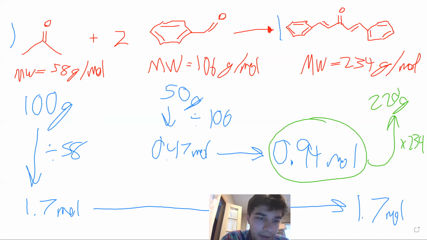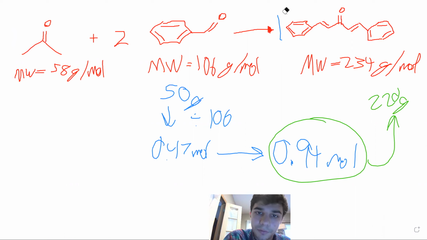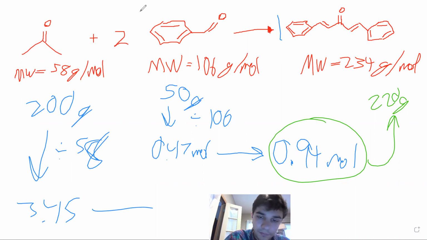And let's say I kept all this the same, except the amount of acetone is increased. Let's say I used 200 grams. 200 divided by 58 is 3.45. Oh, I'm stupid. I did it the wrong way.